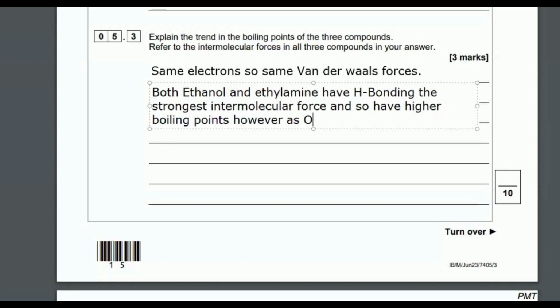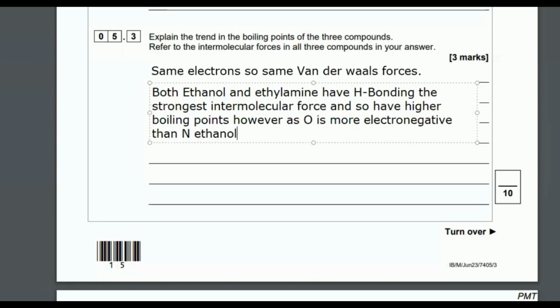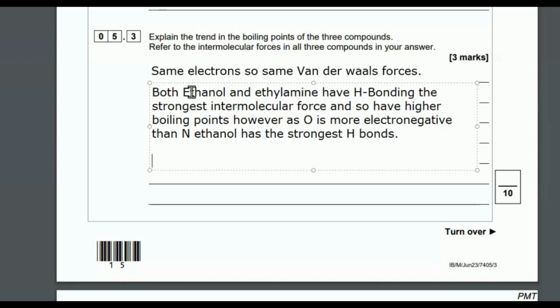However, as O is more electronegative than N, remember we said this in the last one, ethanol has the strongest H bonds. These two have got H bonds, but ethanol has the strongest ones because its H bonds are based on the OH bond. Right, what about the CH3OCH3? This has no hydrogen bonding. And you might say, but it has an O and it has an H, how can it not have hydrogen bonding? The O and the H are not directly bonded, so don't make that mistake.